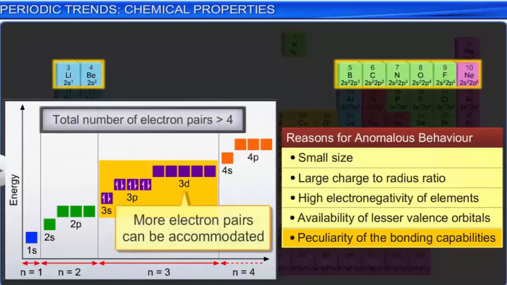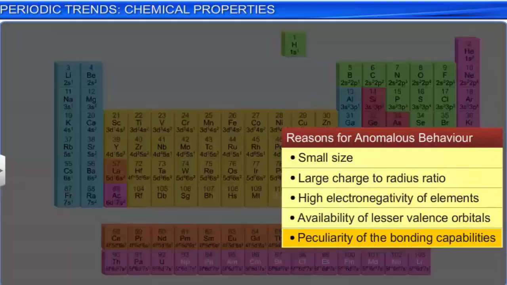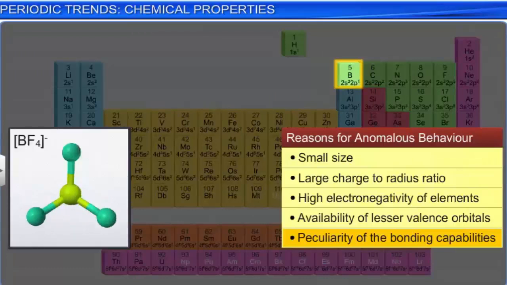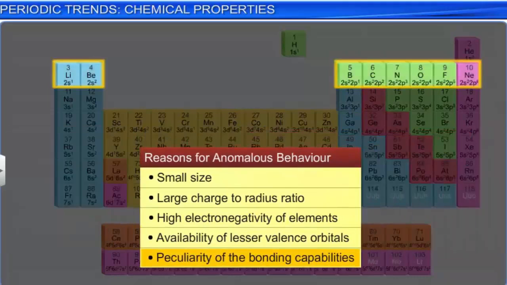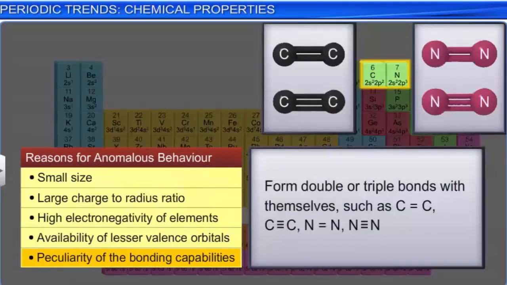For example, boron can only form a single charge ion with fluorine, whereas aluminium can form higher charged ions with fluorine. In addition, the first member of p-block elements has special bonding capabilities as compared to the other members in the group. They have a tendency to form multiple bonds, as in the case of carbon and nitrogen, and to other second period elements compared to subsequent members of the same group.